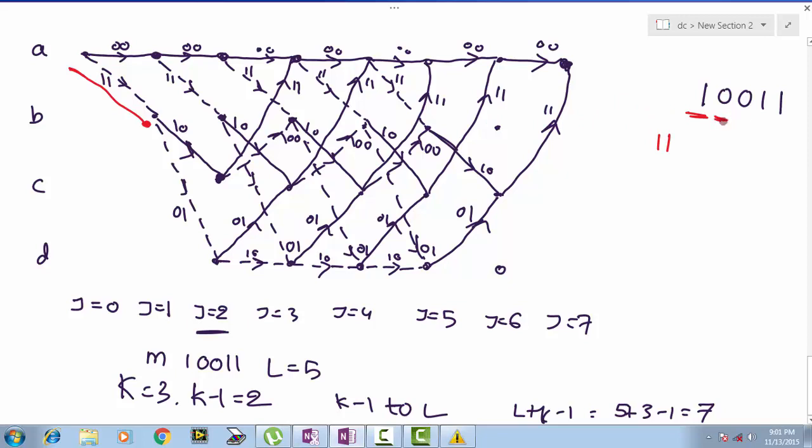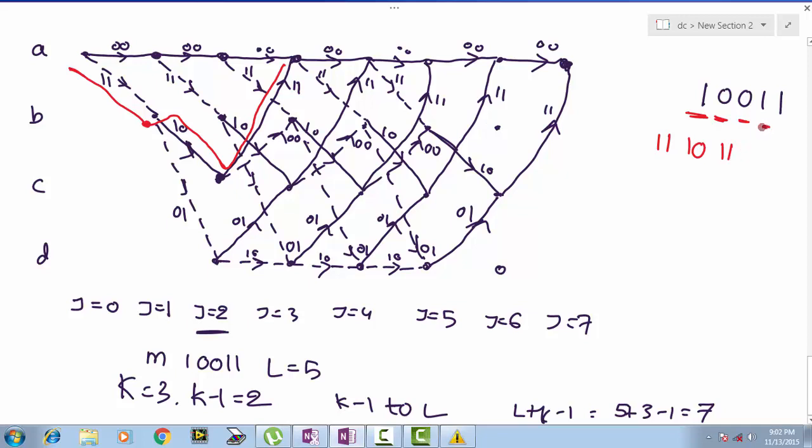Next bit is 0. So from state B, because input is 0, we need to take the solid line. So I will take the solid line. I'll stop here. So output is 1 0. Next input is 0. Again we need to take solid line. So from C, dashed line is going to B, solid line is going to A. So solid line, I will go to A. What is the output on this path? 1 1.